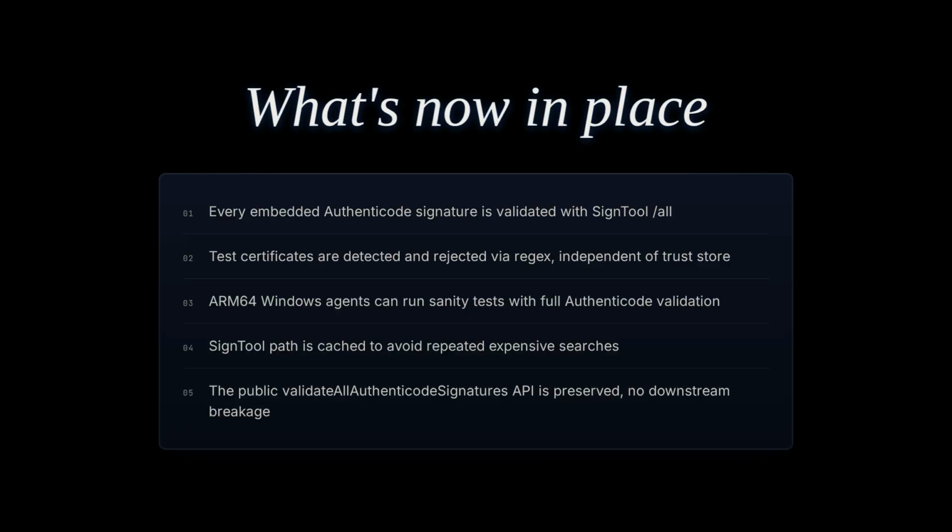So where does that leave us? Every embedded Authenticode signature is now validated with SignTool's all flag, closing the gap where nested, untrusted signatures could hide. Test certificates are explicitly detected and rejected. ARM64 agents have SignTool installed and can run the full validation suite. The SignTool path is cached for performance, and the public API is preserved so downstream test code doesn't need to change.